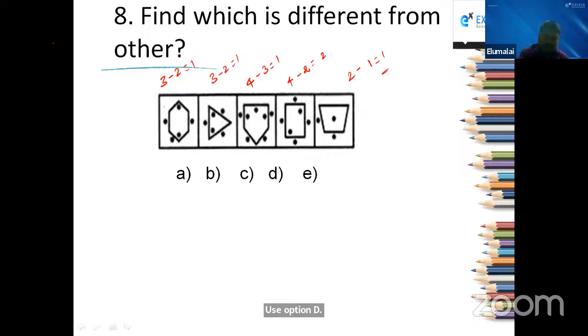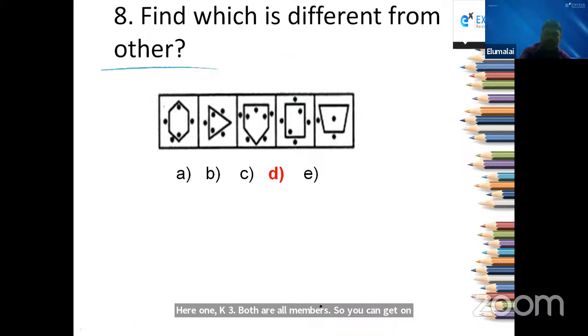Good. It also has an even number of dots. 2, 2, 3, 2, 2, 2, 1. No, it is not the correct way. Right. Here 1, here 3. Both are odd numbers. So you cannot have even number as the logic. Right. I hope you can understand this.